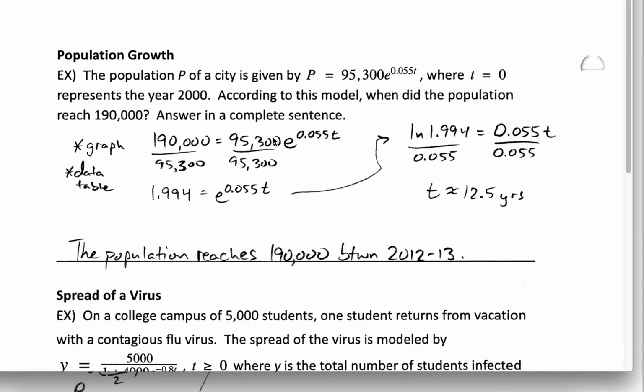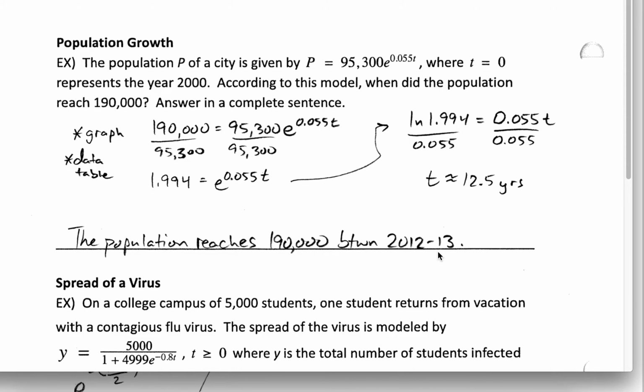So first we're going to undo that multiplication of 95,300, divide both sides. Next, we have the natural exponential function here, which we can undo by natural logging both sides. That's going to drop our exponent down on the right, and we have the natural log of that decimal value on the left. Last step, just divide by 0.055, and we use our calculator to get that decimal value that's approximately 12.5 years. So let's think about that in terms of the problem. It's 12.5 years after the year 2000, so we're going to reach that population of 190,000 sometime between 2012 and 2013.